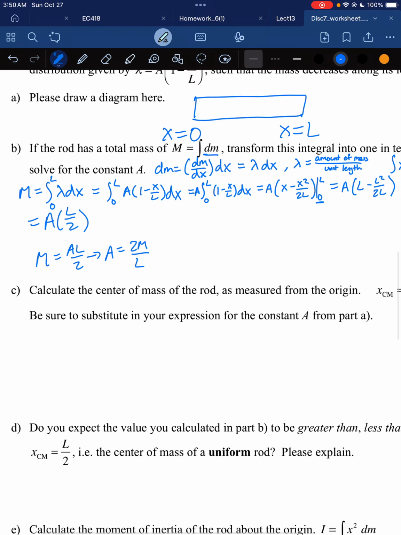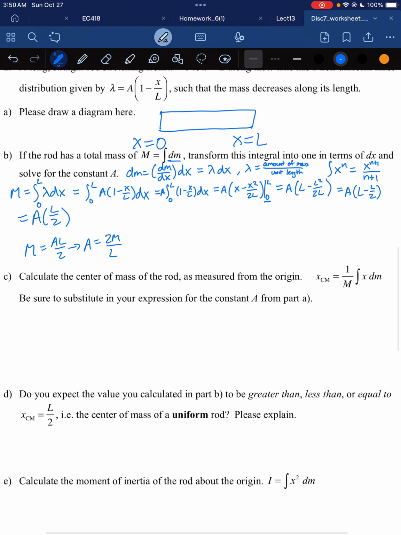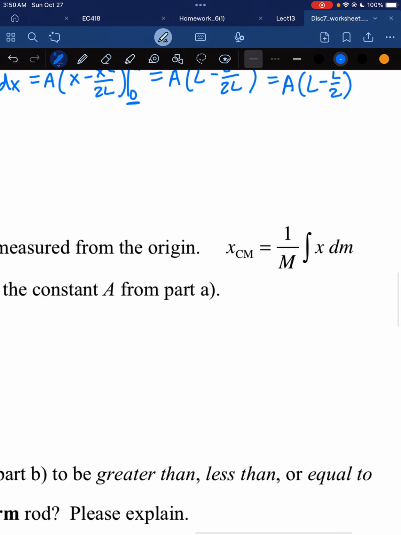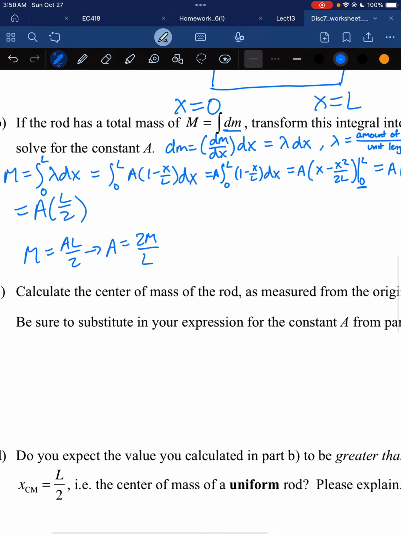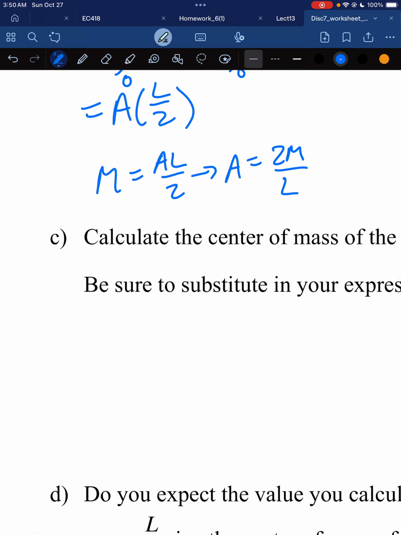In part C, it asks us to calculate the center of mass of the rod as measured from the origin, and it gives us the equation for the center of mass here. It says that x, position of the center of mass, is equal to 1 over m times the integral of x dm. So I'm just going to write that here. X cm is equal to 1 over m times the integral of x dm.